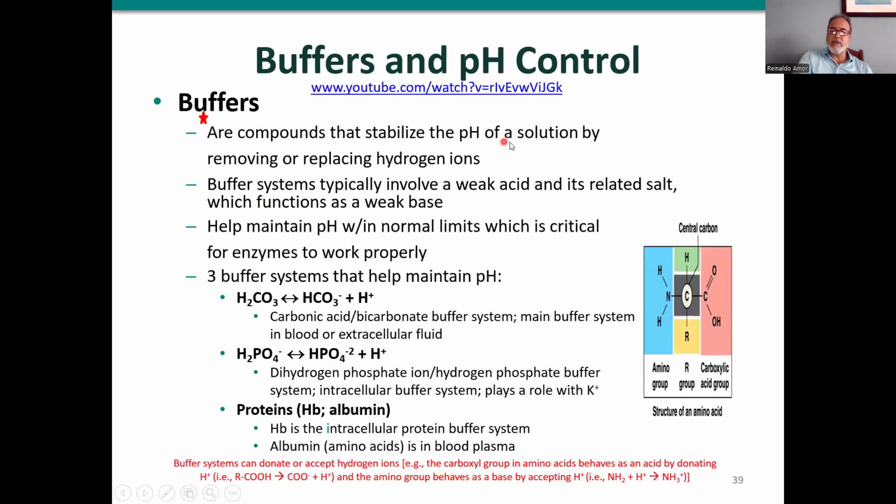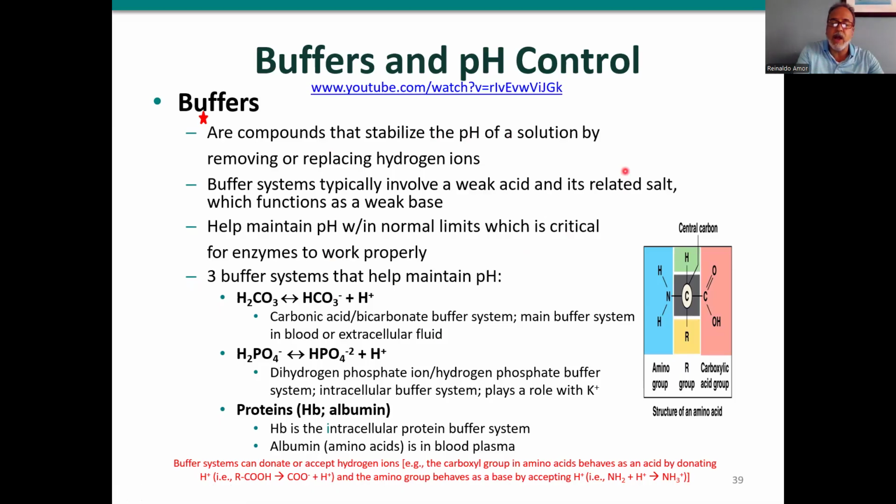Buffers, you need to know the definition for a buffer. A buffer is a compound that stabilizes the pH of a solution by removing or replacing hydrogen ions. If you want to know more about buffers, you can watch this YouTube video here. There are three buffer systems that help us maintain pH. The most important is the carbonic acid bicarbonate buffer system, the most important buffer in the extracellular fluid. But just know that buffers are compounds that stabilize the pH of a solution.